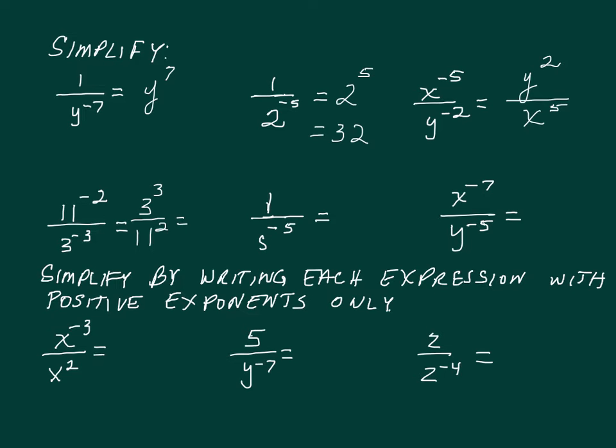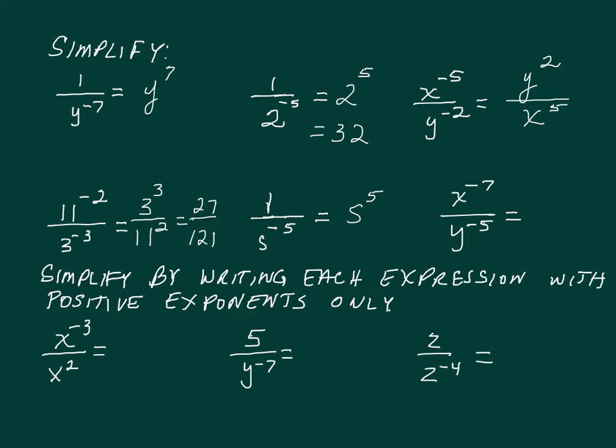And 11 times 11, which is 121. So we get 27 over 121 if it's ultimately simplified. Okay? 1 over s to the negative 5th power. So the s has a negative exponent in the basement. We move the exponent and its base up to the attic, s to the positive 5.